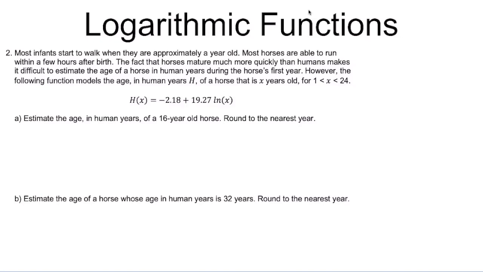In part A, it wants us to estimate the age in human years of a 16-year-old horse. In that case, we are given the X value. In part B, it says to estimate the age of a horse whose age in human years is 32. In this case, we are given the Y value, or the H value. So for this, we're going to need to use the graphing function on our graphing calculators.